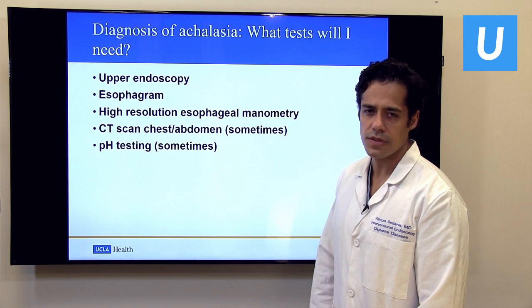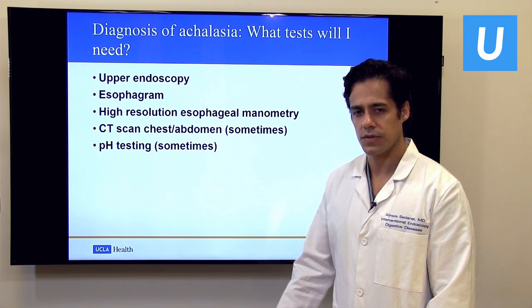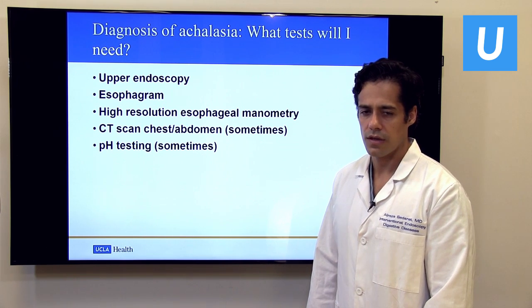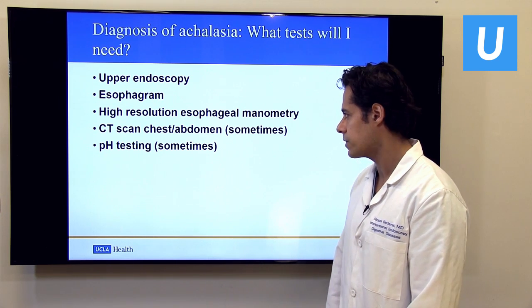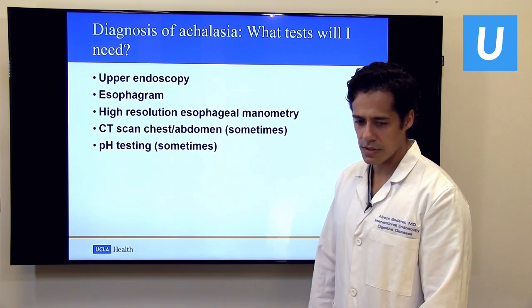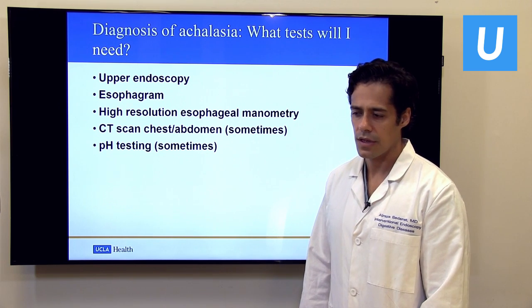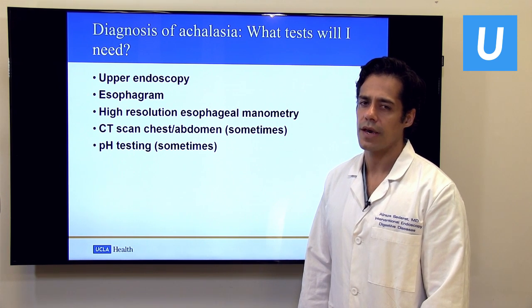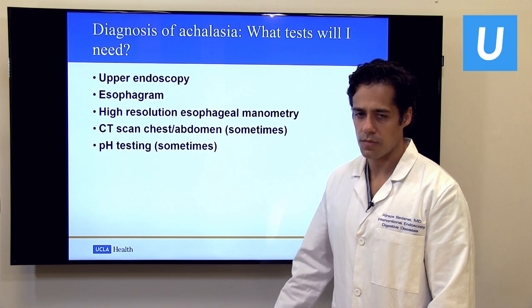An esophagram is a type of X-ray where you swallow some dye and a radiologist takes pictures as the dye moves down the digestive tract. And there are specific patterns that are present in a normal esophagus versus achalasia versus other disorders of the esophagus. Manometry, especially the recent advent of high-resolution manometry, and we'll go over what that is, is a way to measure the pressure in the esophagus during a swallow. And those patterns are very specific to the diagnosis of achalasia and sensitive to picking up that diagnosis, especially when combined with these other tests.